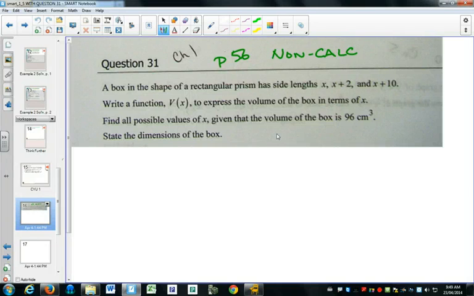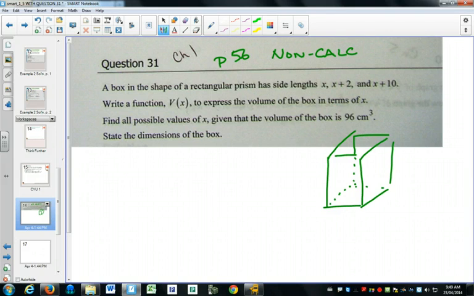So this one on the final exam was worth 5 marks. They say there's a box, so often good strategy is to draw it out. And it has side lengths x, x plus 2, so I'll go x, x plus 2, and x plus 10. Write a function volume to express the volume of the box in terms of x. That part isn't so bad.